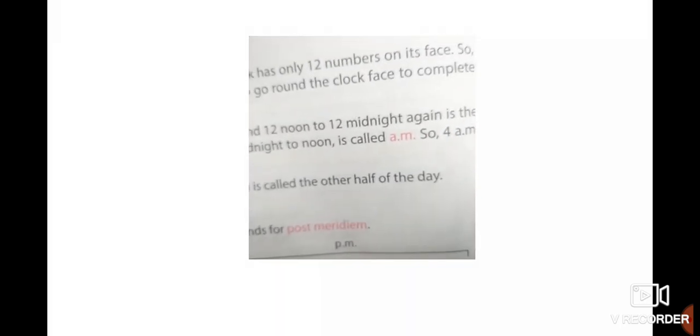The first half, that is from midnight to noon, is called AM. So 4 AM means 4 o'clock in the morning. 12 noon, not 12 AM, to 12 midnight, not 12 PM, is called the other half of the day. This part of the day is called PM. Here AM stands for antemeridiem and PM stands for postmeridiem.